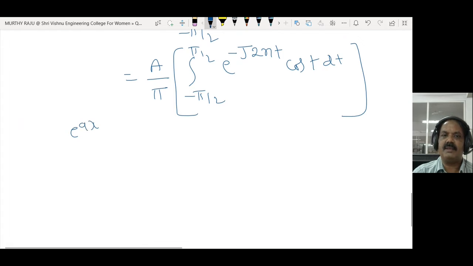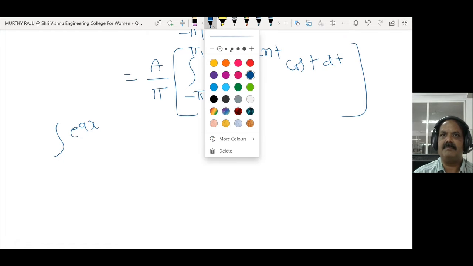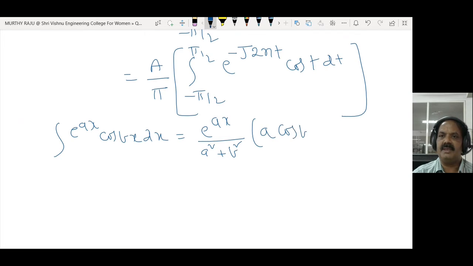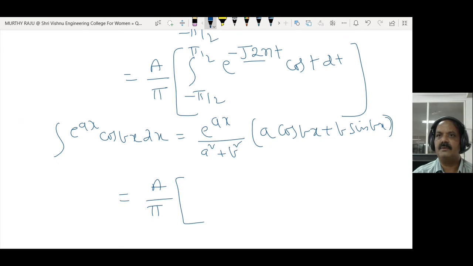The integral of e^(ax) cos bx dx is equal to e^(ax) divided by (a squared plus b squared), times (a cos bx plus b sin bx). This is the integration. Here a is equal to minus j2n, and b is equal to 1.